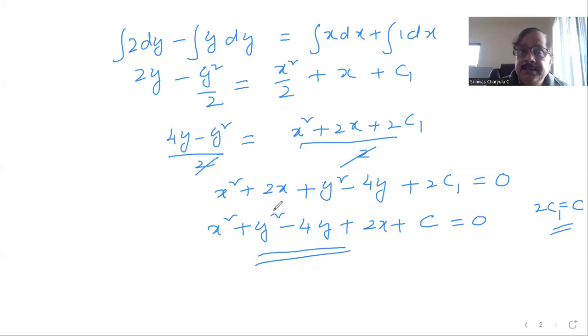The variable separable method is this. You are supposed to separate the x variable to one side, the y variable to the other side, and then integrate both sides. You will get the answer.